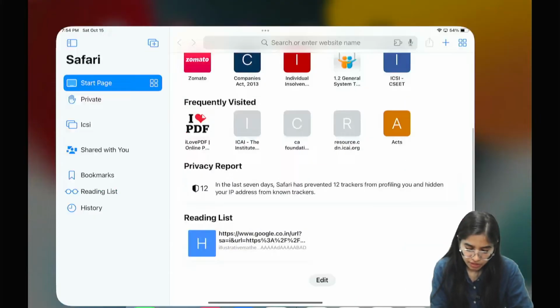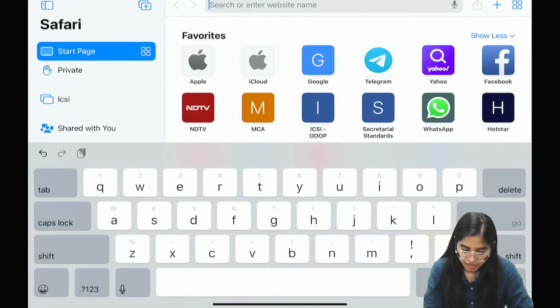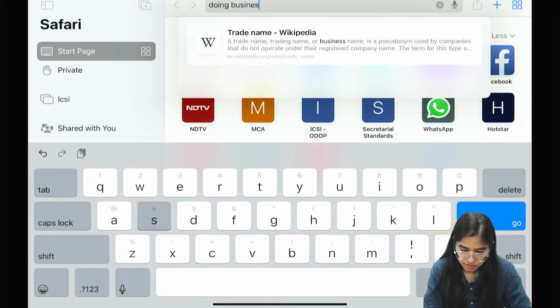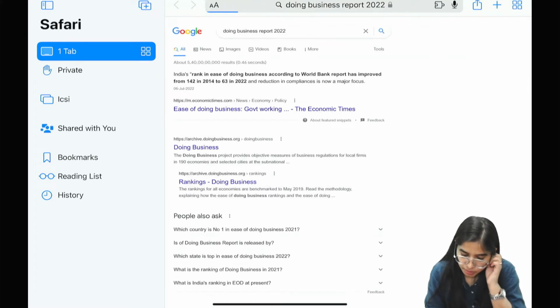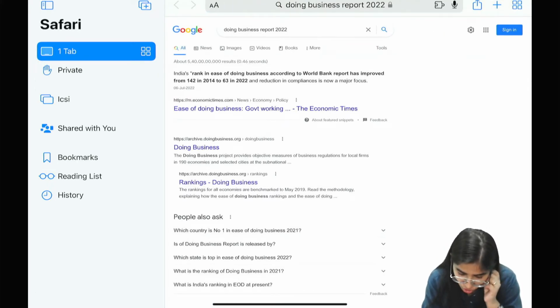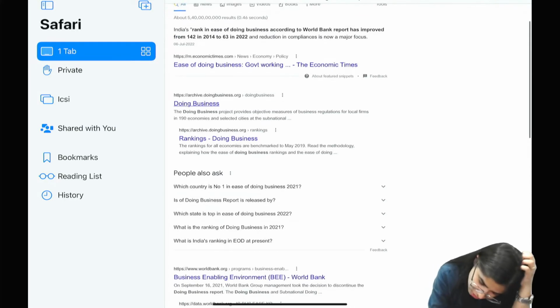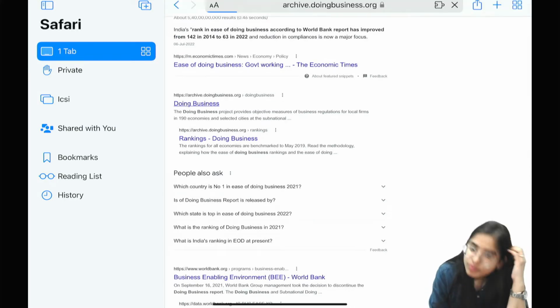I'm not sure about 2022. Have we released 2022 DBR? Let's search doing business report 2022. Is there any DBR 2022? No, there is no DBR 2022.